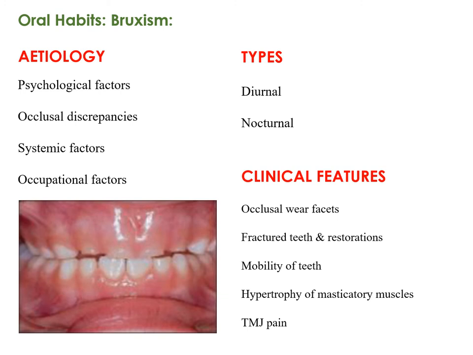There can be excessive mobility of teeth, and also the masticatory muscles might be hypertrophied because of constant clenching, and also there might be associated temporomandibular joint pain or pain of the muscles of mastication or the muscles of the head and neck region.